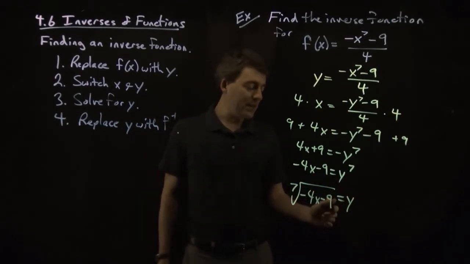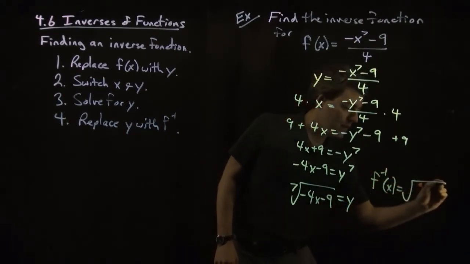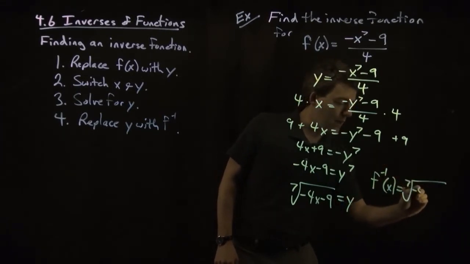Last step is to replace that with f inverse. So f inverse is the 7th root of negative 4x minus 9.